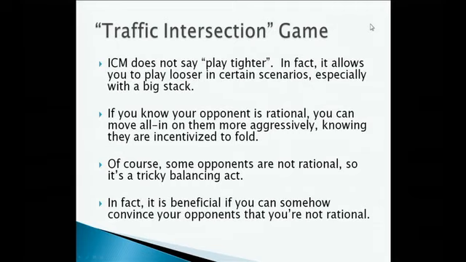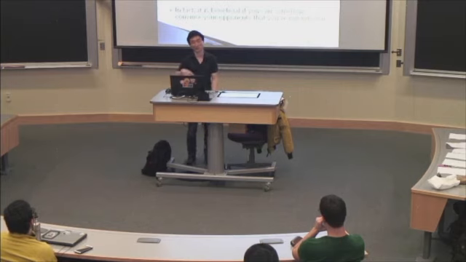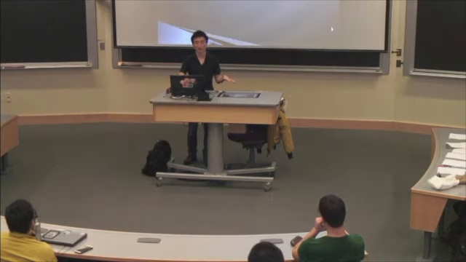So in practice, it's very tricky, and in fact, it can be beneficial if you can somehow convince your opponents that you're not rational. I've never personally done this, but I've heard of people making a bad call sometimes in a satellite just so people know not to mess with them, essentially. But it's a bit weird. So there is this weird metagame with this traffic intersection type game, although this is only relevant in the most extreme ICM situations, which are like satellites.